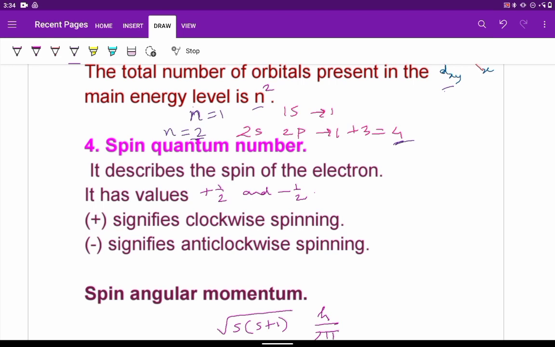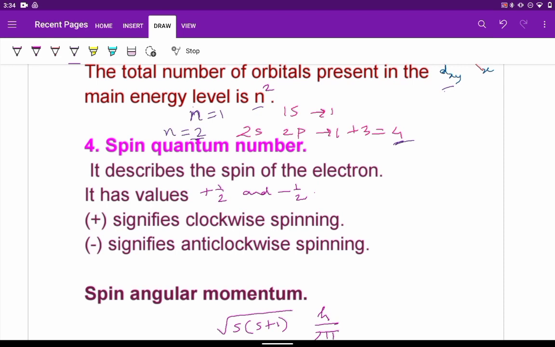Next, when n equal to 3, it should be 9, 3 square. So there will be 3s, 3p and 3d. 3s is 1 in number, 3p is 3 in number. 1 plus 3, 4, and d will be 5. 5 plus 4, 9. So like that.